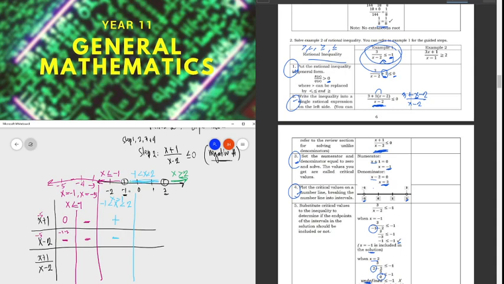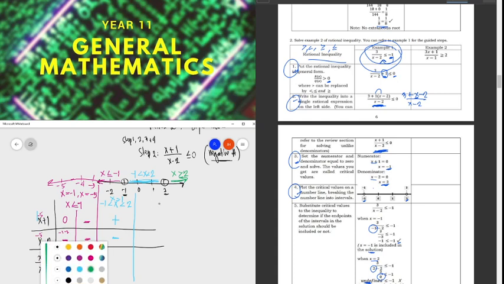Diba, you can use this 0 and 1 only, so you have to choose which of these two. I'm going to use 1. So substitute: 1 plus 1 is 2, which is positive. 1 minus 2 is negative. Okay, so I hope it's clear.